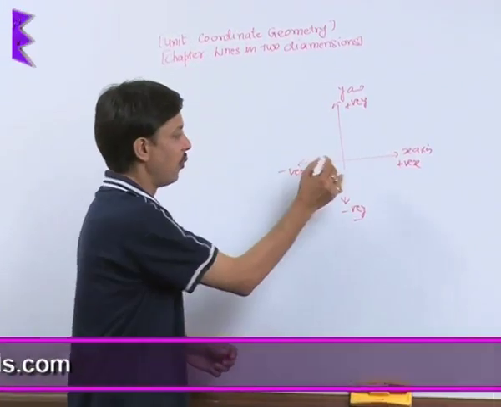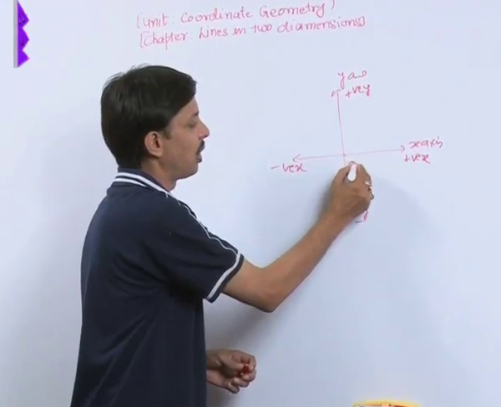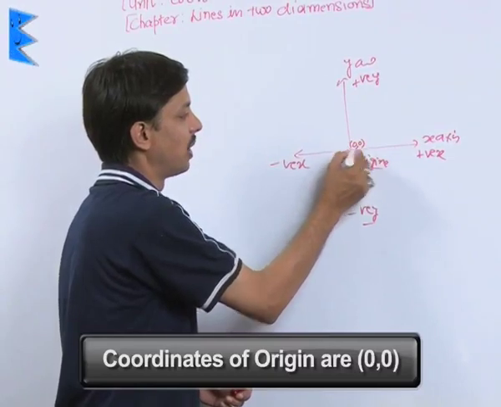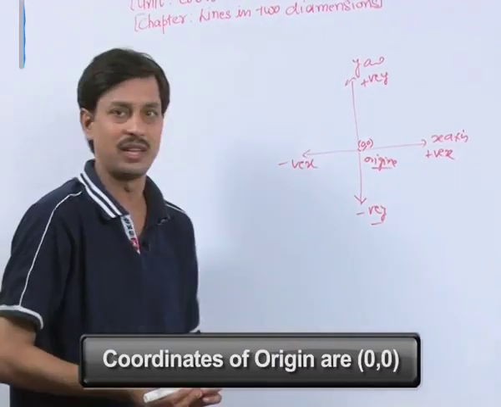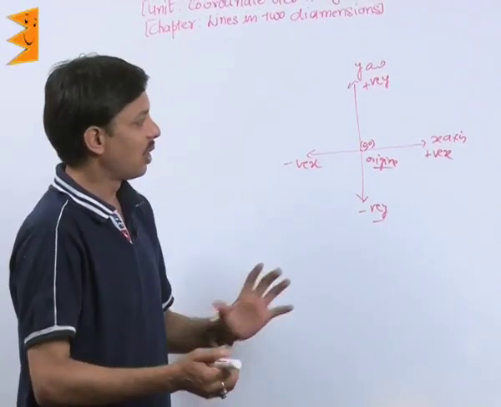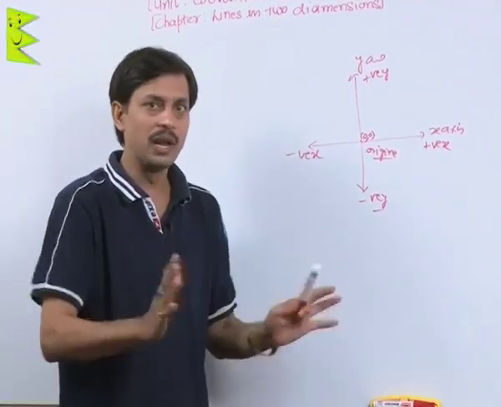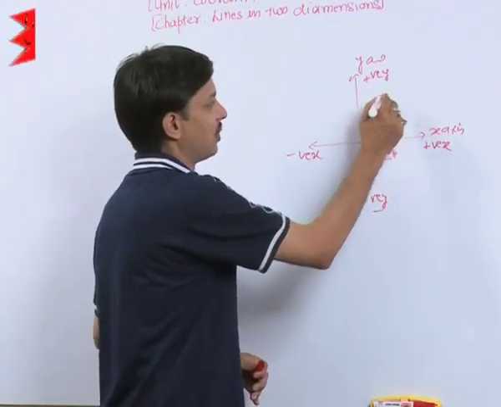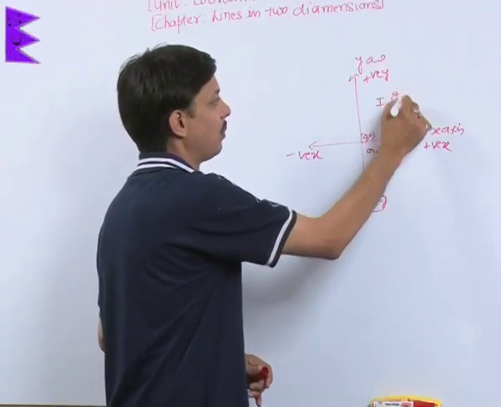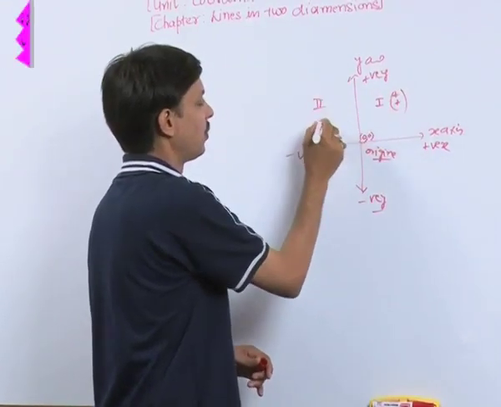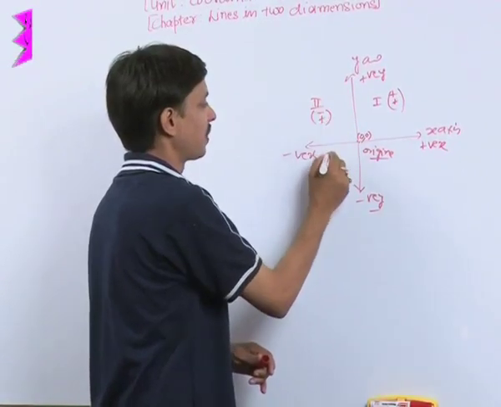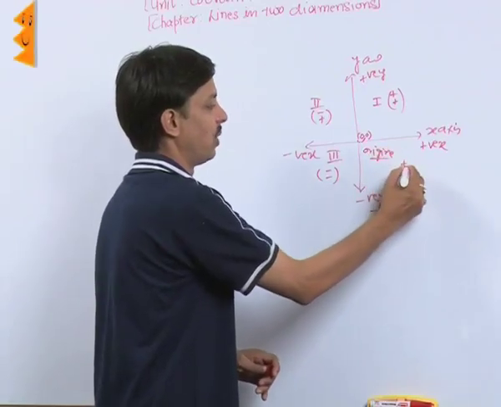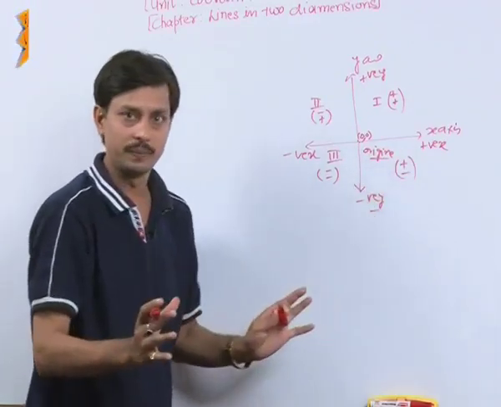Where these two intersect is known as the origin, and the coordinates of the origin are 0, 0. That is the point of intersection of the x-axis and y-axis. When a plane has been separated into four identical parts, each part is known as a quadrant. This is the first quadrant where x and y both are positive. This is the second quadrant where x is negative and y is positive. This is the third quadrant where x is negative and y is negative. This is the fourth quadrant where x is positive and y is negative.